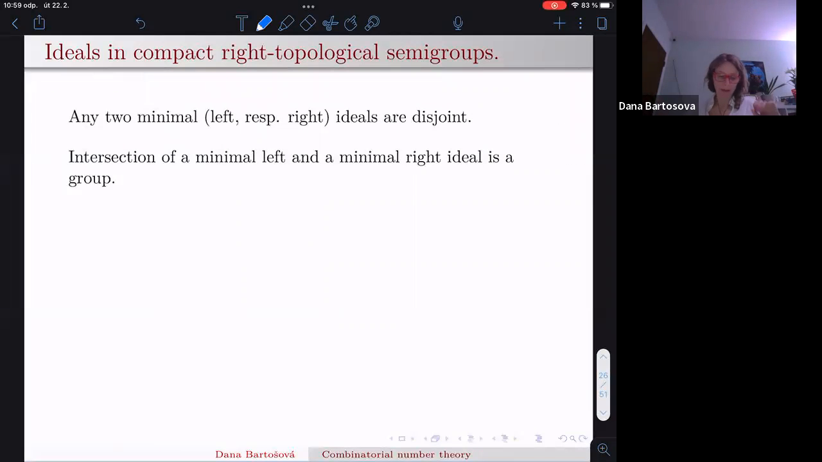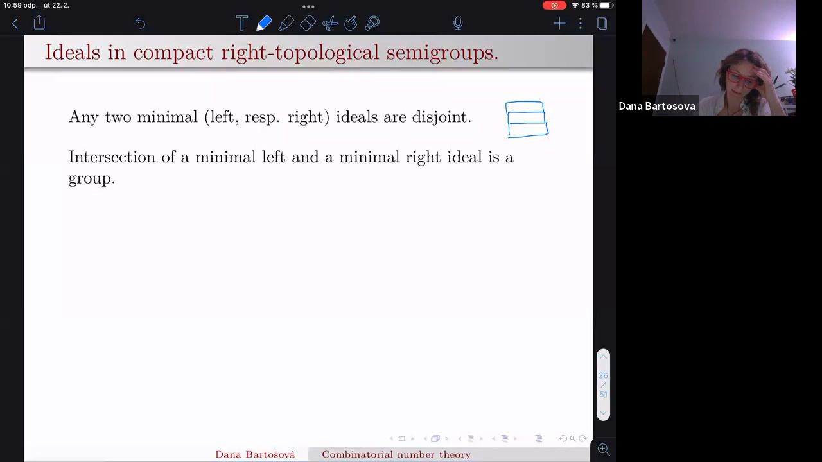So this is one more slide where we talk a little bit about ideals. So if I have minimal left or right ideals, then they have to be disjoint, right? Otherwise, the intersection would again be a smaller one, right? So they have to be disjoint, and if we think of beta, then there is going to be a lot of them actually.